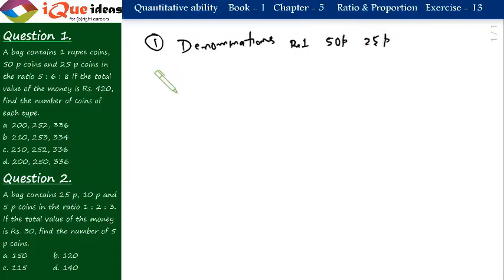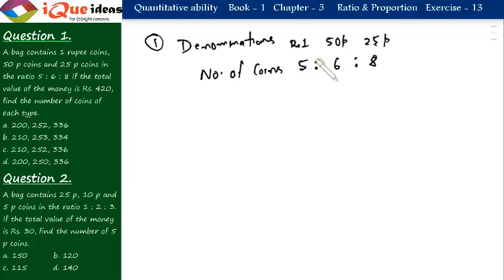And then the ratio of number of coins, so the ratio of number of coins of these denominations is 5 is to 6 is to 8. I've just written them in front of their respective values. The question says if the total value of money is 420 rupees, find the number of coins of each type. Now there are various methods of doing this question.